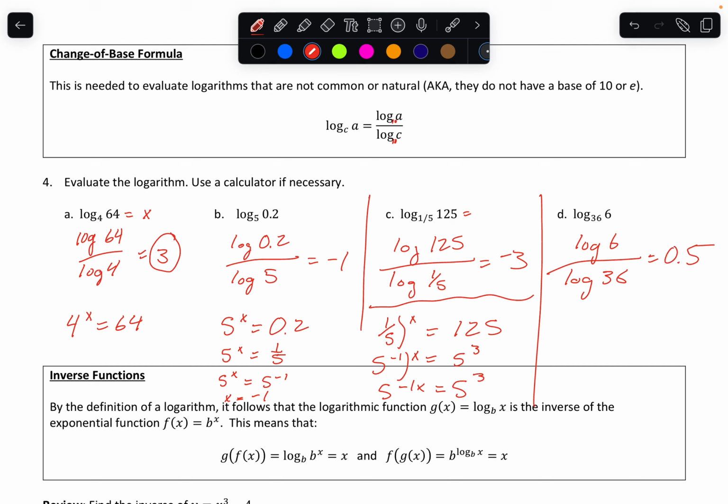Again, if you're interested in knowing why this works, we're basically asking the question 36 to what power gives me 6. One of the things that we can say is that 36 is 6 squared, and 6 is 6 to the 1st. So if the bases are the same there, then I could say that 2x is equal to 1. If 2x is equal to 1, then x is equal to 0.5. So again, mostly I'm just making sure that we know how to use our calculators, but I think it's also helpful to know why this works.